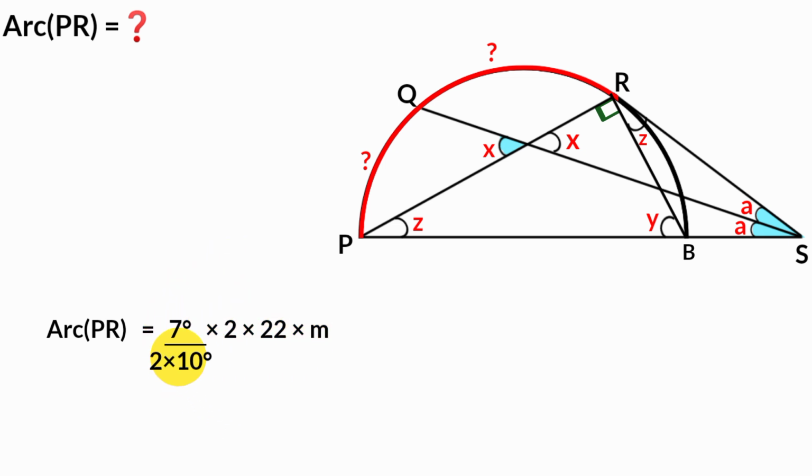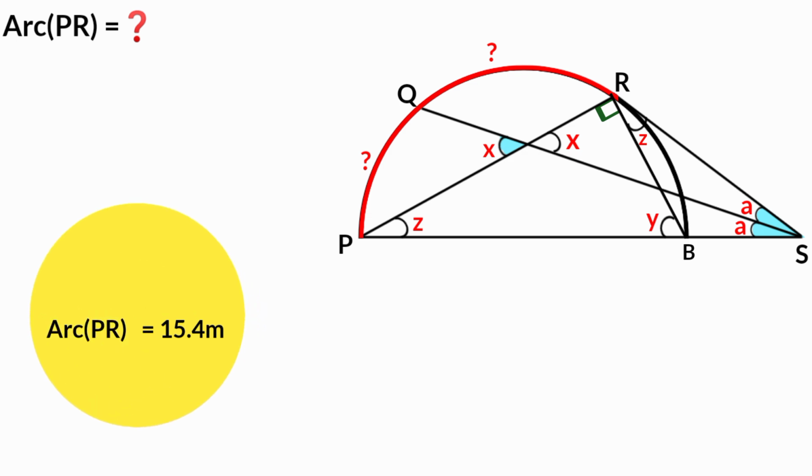20 is the same as 2 times 10. This 2 eliminates this 2. This 22 is the same as 11 times 2. This 7 times 11 is 77. And 77 times 2 is 154. 154 divided by 10 is 15.4. 15.4 times meters is 15.4 meters. So arc PR, which we are asked to calculate its length, is 15.4 meters.